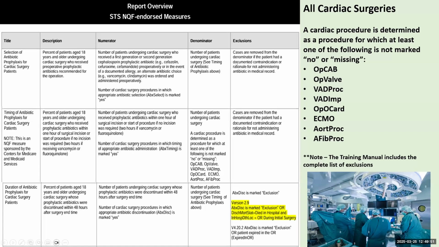Do note that expired in the OR is an exclusion for antibiotic discontinuation, but they still are expected to have the appropriate antibiotic selection and timing, although if they die in the OR, they're excluded from the duration for discontinuation.